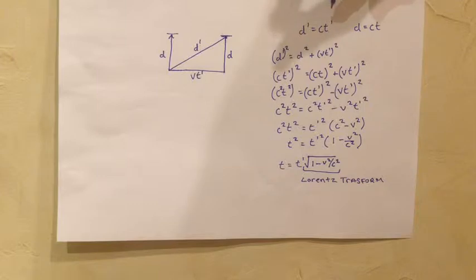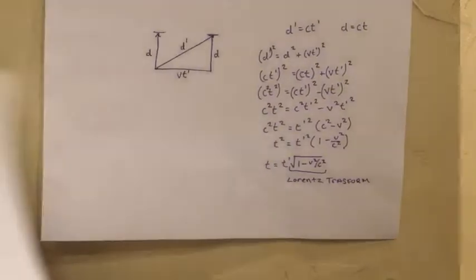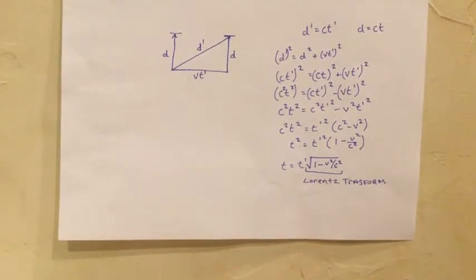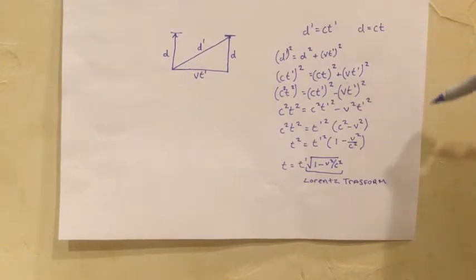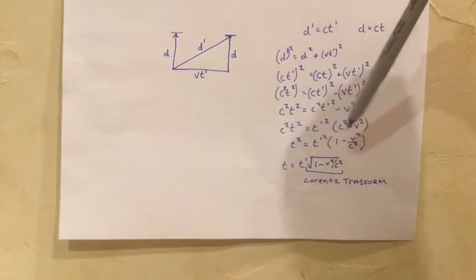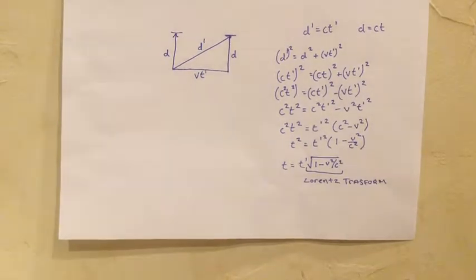This T prime equals the time in the Earth observer's own frame of reference, and the regular T equals the time observed in the spaceship's reference frame. You can then apply the Pythagorean theorem to this example by doing d prime squared equals d squared plus vt prime squared. Substitute d prime for ct prime and substitute d for ct. Once you completely break down this equation, you get t equals t prime times the square root of 1 minus v squared divided by c squared. This is also called the Lorentz transform.